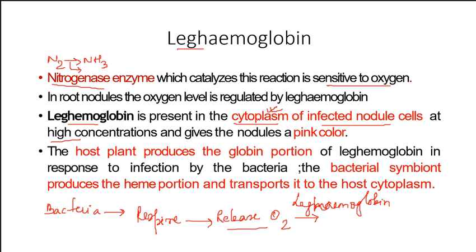In the Leghaemoglobin, the heme part is produced by the bacteria, and the globin part is produced by the host plant. Once the heme part is formed by the bacteria, it is transported to the host cytoplasm where the formation of Leghaemoglobin occurs. And this Leghaemoglobin is pink in color.